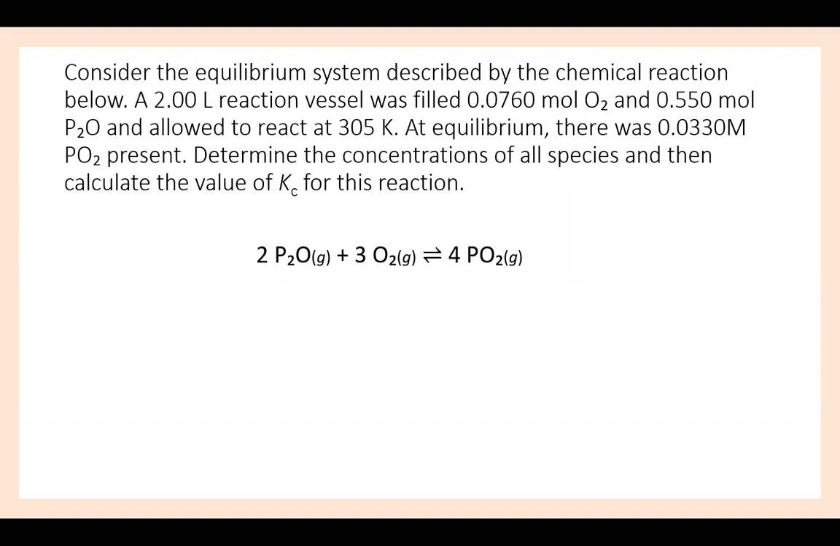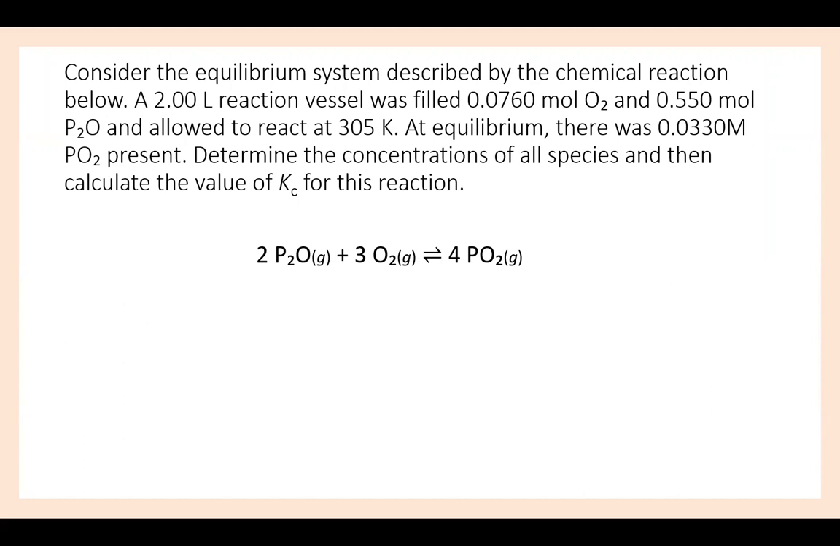A 2.00 liter reaction vessel was filled with 0.0760 moles O2 and 0.550 moles P2O and allowed to react at 305 Kelvin. At equilibrium, there was 0.0330 molar PO2 present. Determine the concentrations of all species and then calculate the value of Kc for this reaction.